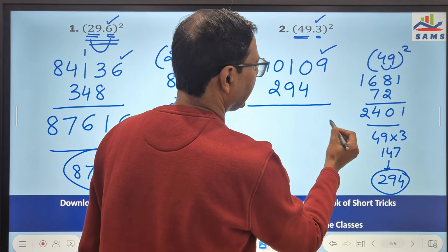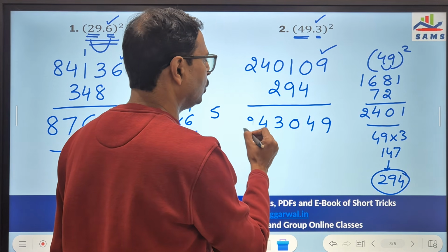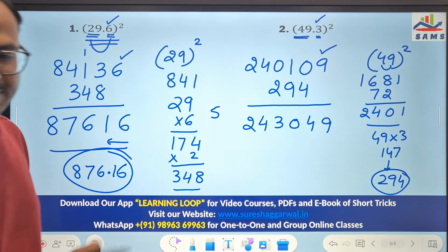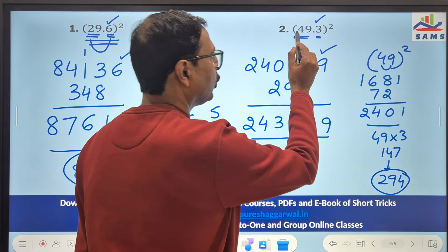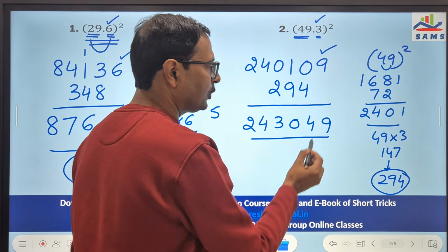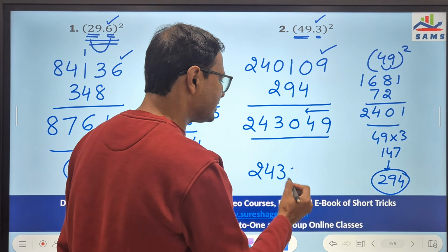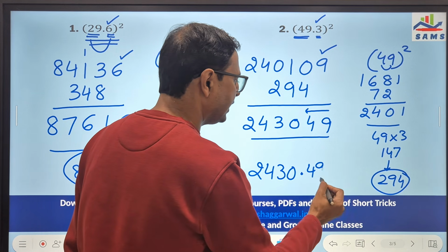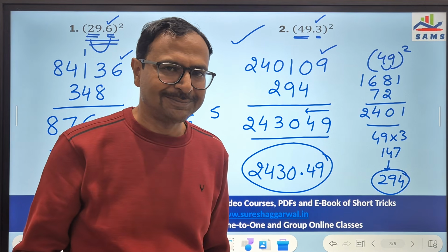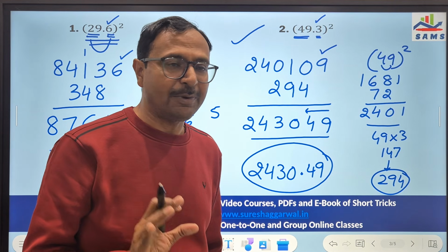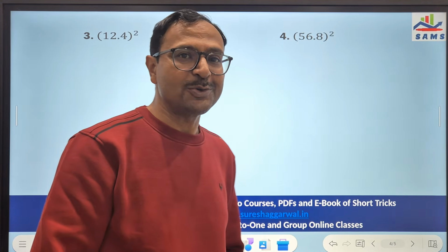So I get 9 4 0 1 carry, so 3 4 2 2 4 3 0 4 9, and this actually is the square of 493. So you put a decimal 2 digits from the right hand side. 2430.49 is actually the square of this number 49.3. You will feel more comfortable as we progress through the questions and make the question more difficult to solve.